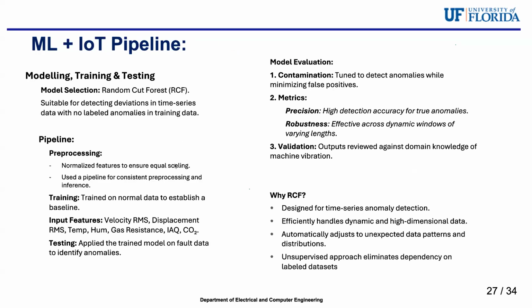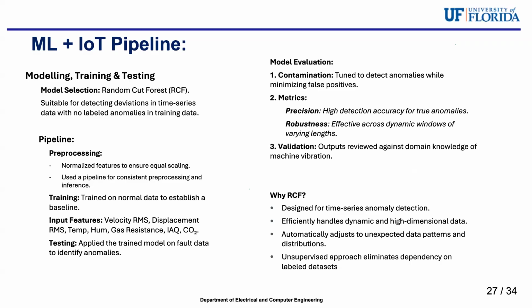Okay, in this slide I'm explaining why we used random cut forest for training the machine learning model, and why it is best for our project proposal. The first advantage is that it's an unsupervised learning model, so we don't need to label the sensor data to say which data is responsible for the normal working condition of the machine, and which is responsible for abnormal cases.